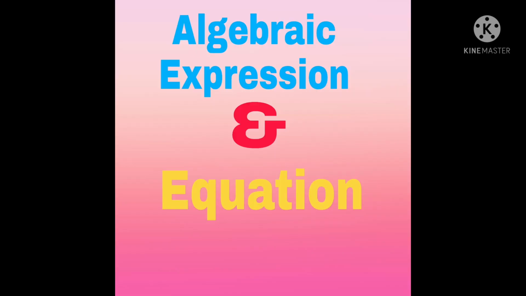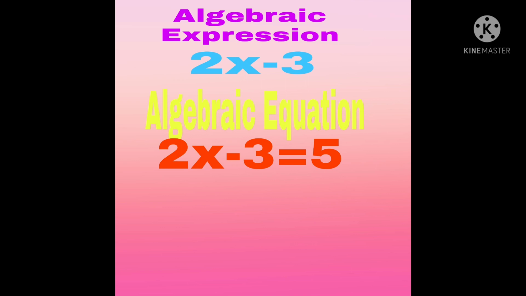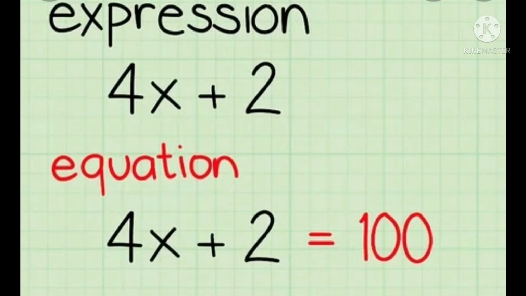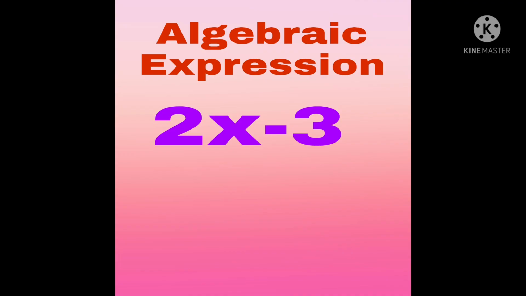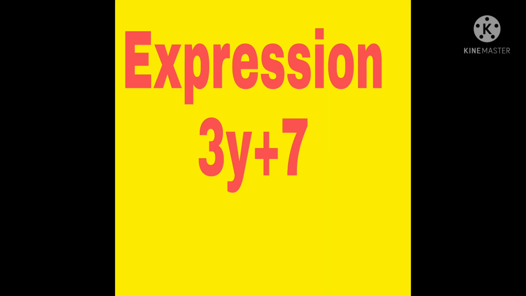Now, we discussed algebraic expressions and equations. What is the difference between expressions and equations? In equations we use the equality sign, but it is missing in an expression. For example, the expression is 4x plus 2; the equation is 4x plus 2 is equal to 100. The combination of variables and constants with plus or minus sign is called an algebraic expression. Let us take another example, 3y plus 7. This is also a combination of variables and constants with the plus sign.